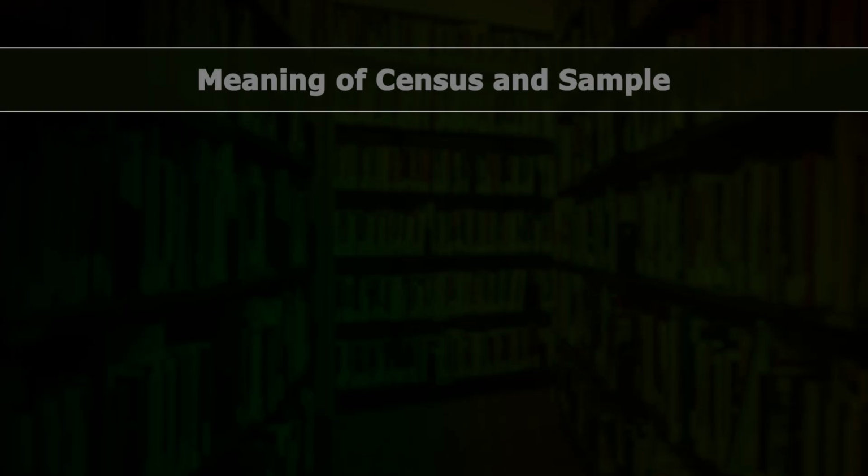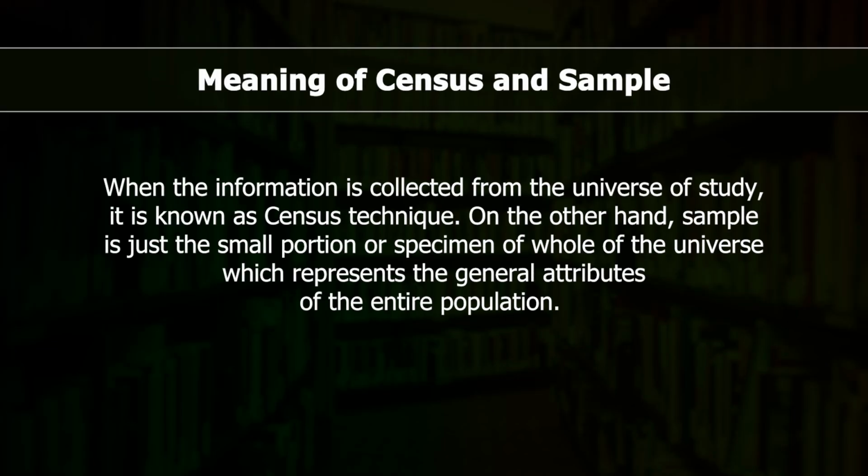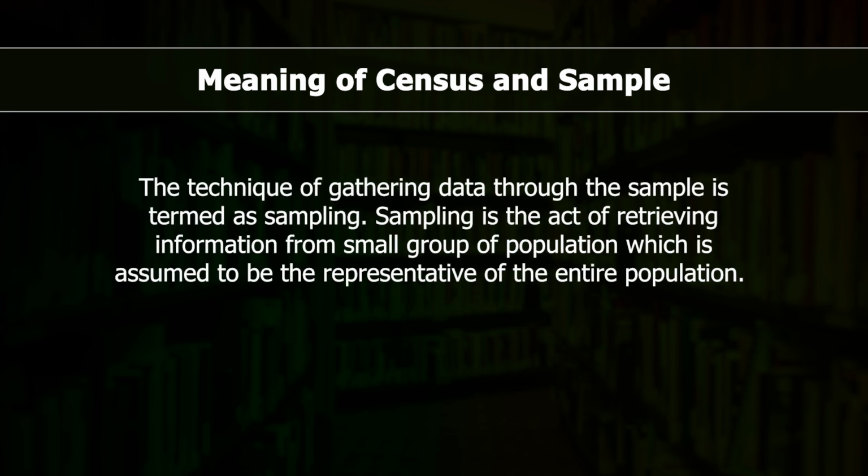Census means when the whole area of study is taken, and it is called the universe of the study, whereas when the information is collected from the universe of study, it is known as the census technique. On the other hand, sample is just the small portion or specimen of the whole universe which represents the general attributes of the entire population. The technique of gathering data through the sample is termed as sampling.